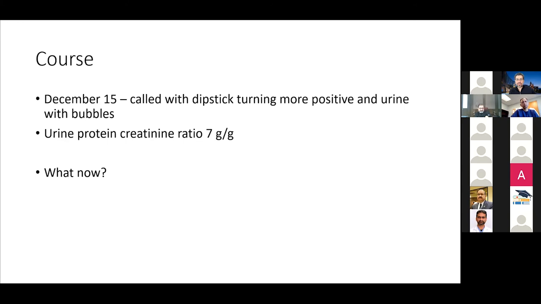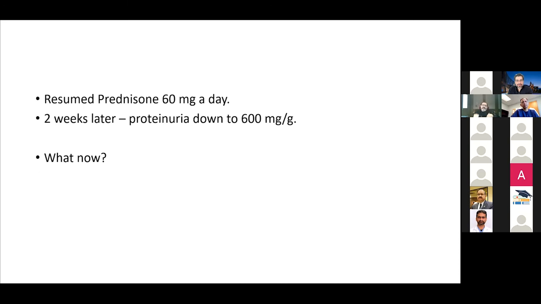So we treated her. So the prednisone was the first course. Should we just go back to prednisone again and try like the full 6 months? Yeah, so she doesn't like steroids. Oh yes, that's true. Doesn't like steroids, but we did do that. We put her back on steroids. She started on 60 milligrams a day. And 2 weeks later, her proteinuria was back down to 600 milligram per gram. So very, very quick response. What do you guys want to do now?